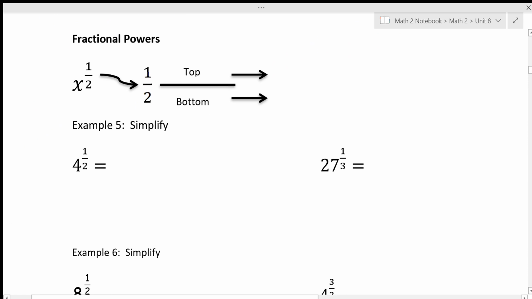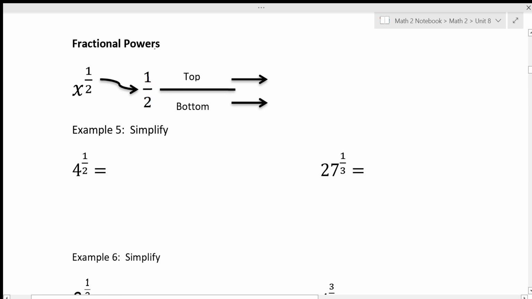Then we're going to look at fraction powers. So this should be new to most of us. Fraction powers we have not dealt with, and you didn't see it at all in Math 1 or Math 8 if you took that path at Granite North.